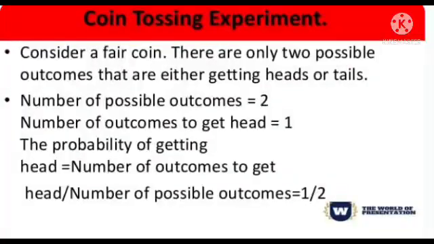Coin tossing experiment. Consider a fair coin. There are only two possible outcomes, that is either getting heads or tails. Number of possible outcomes is equal to 2. Number of outcomes to get head is 1. The probability of getting head is equal to number of outcomes to get head upon number of possible outcomes, that is equal to half.